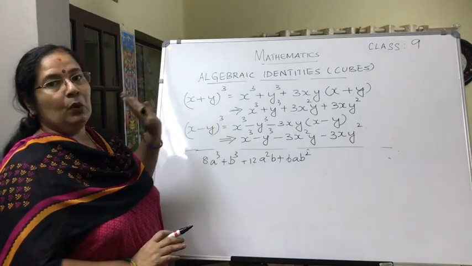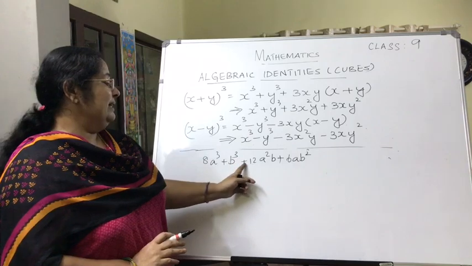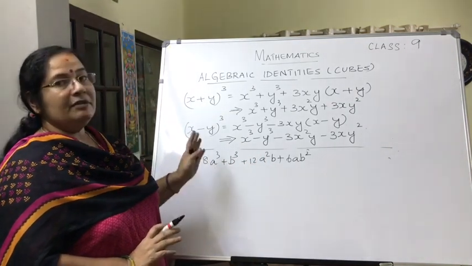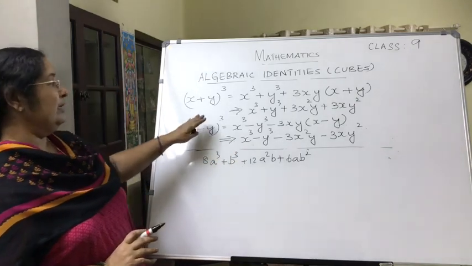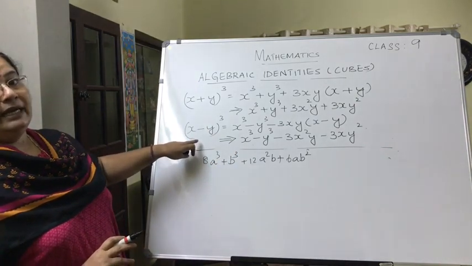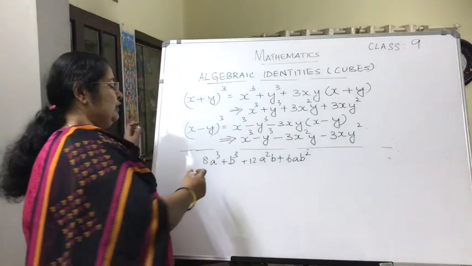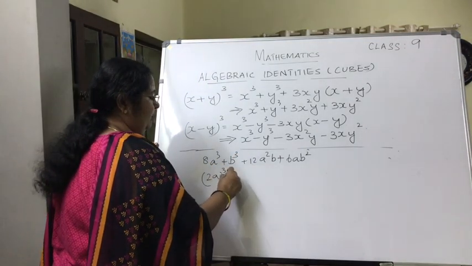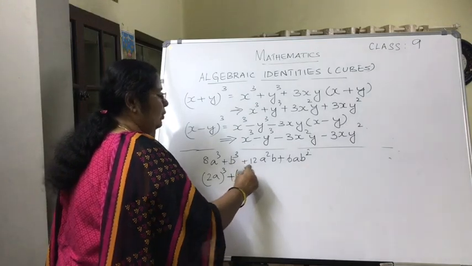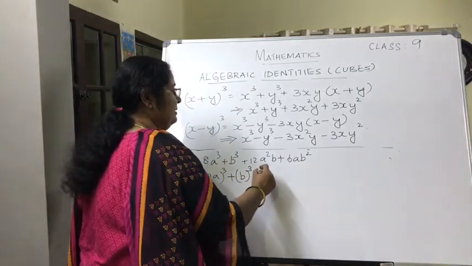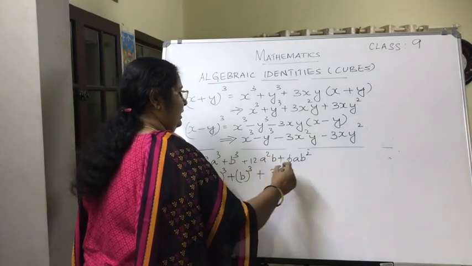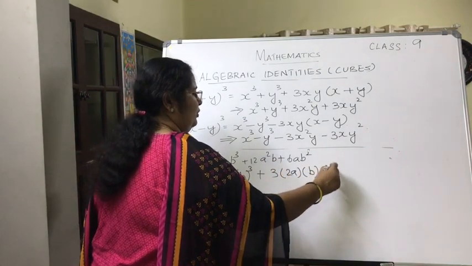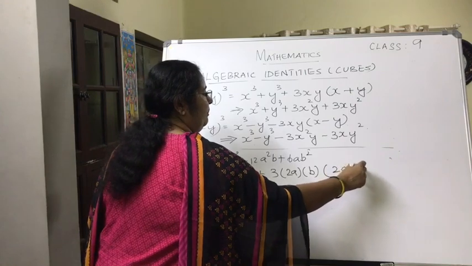X plus y the whole cube. And you should be seeing these signs also. That is very important. If only the first term is positive and the remaining are negative, which identity will it correspond to? It will correspond to the second one, x minus y the whole cube. So here you can rewrite this as 2a the whole cube plus b the whole cube plus 3 into 2a into b into 2a plus b.